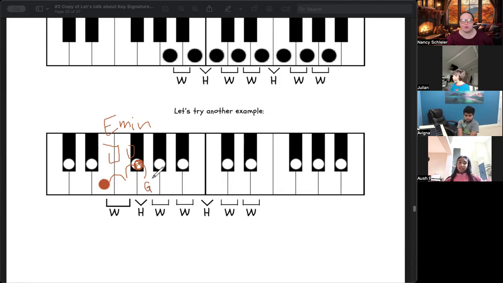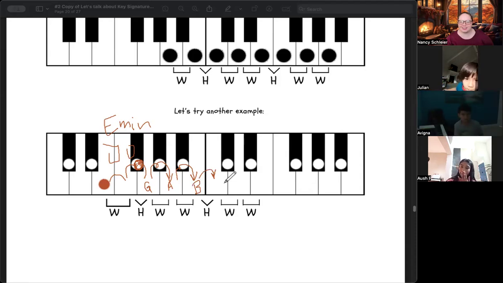All right. Then we're going to go up a whole step. Keslin, what's the next note? A. A. Very good. And then another whole step. And then Arya, what's this next note? That's B. B. Very good. All right, then we go up a half step. So, Julian, what is that next note? B.